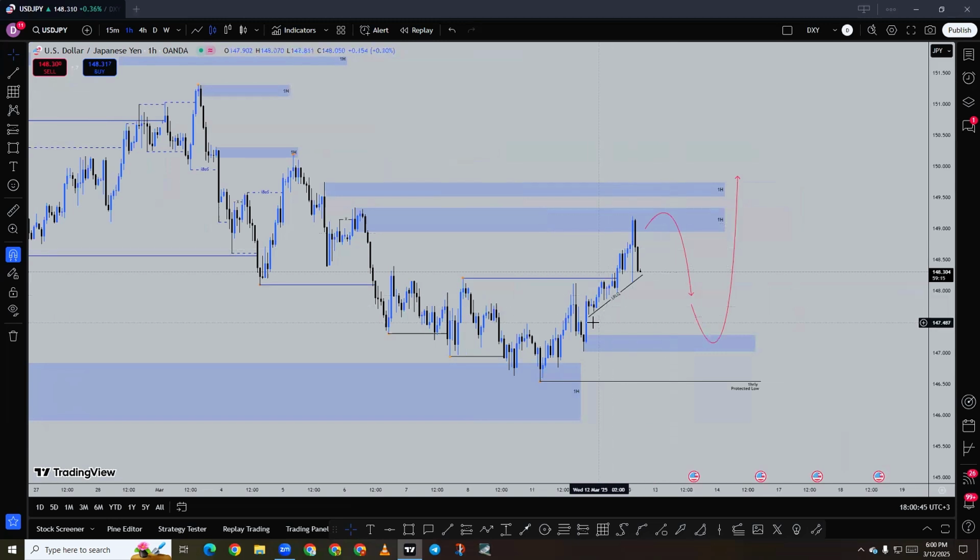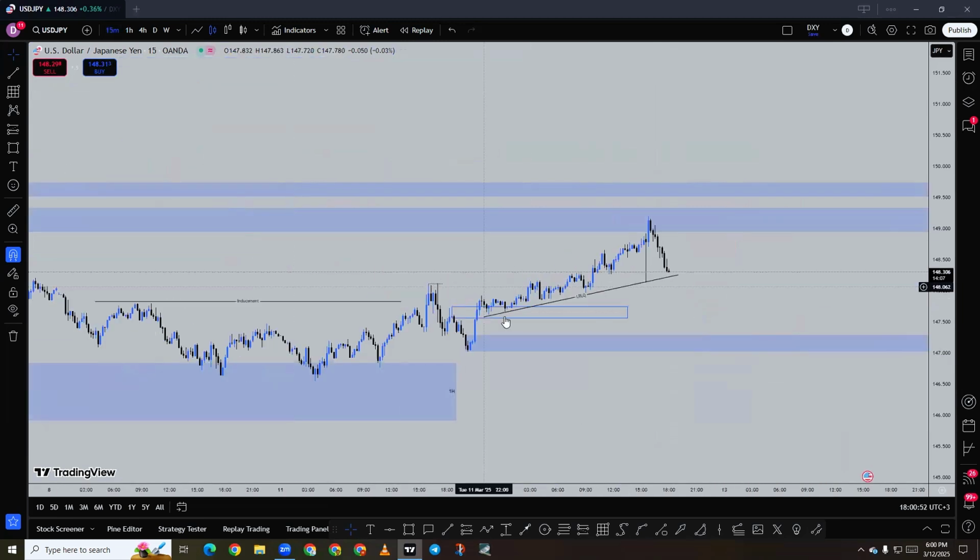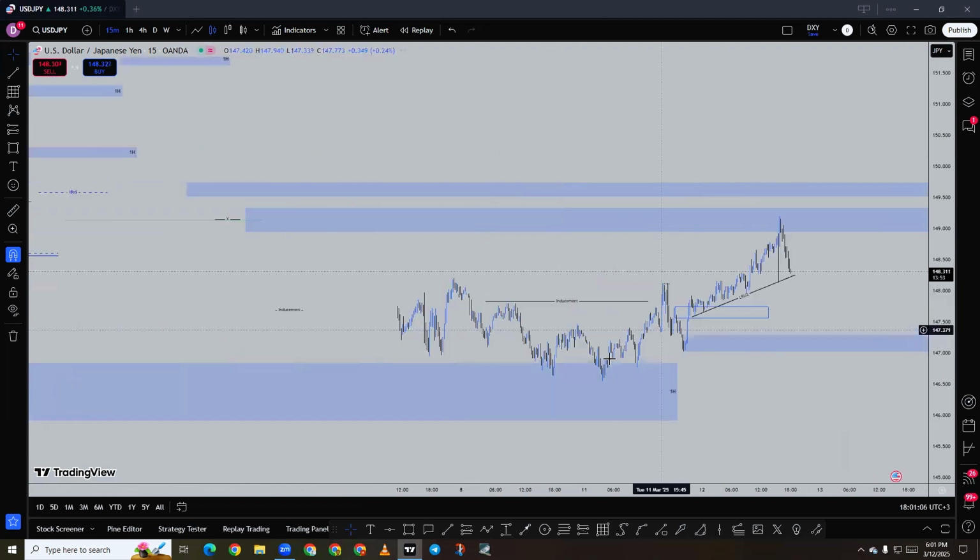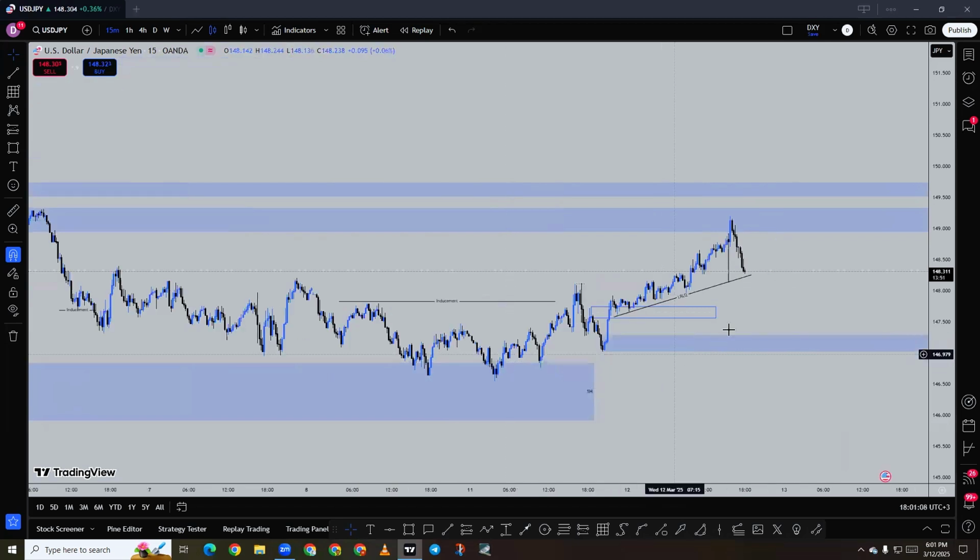So at the moment, we also do have this resting liquidity in the form of a trend line. If we can just go to the 15 minutes, you will see that even the CPI candle respected it. So we may see this acting as inducement for this zone, and then from here we can continue looking for those bullish continuation moves to the upside.